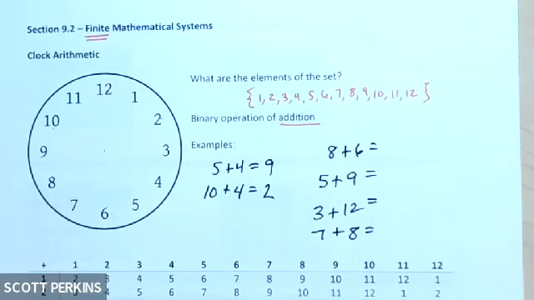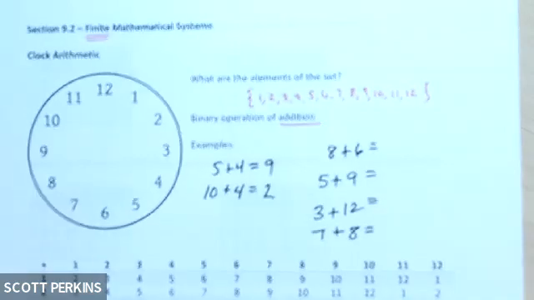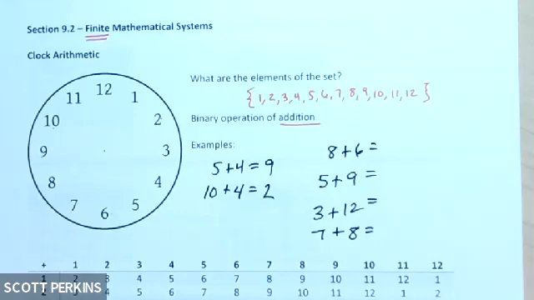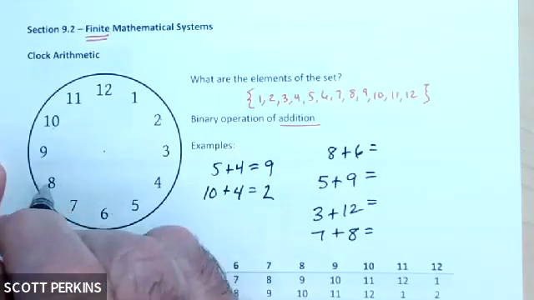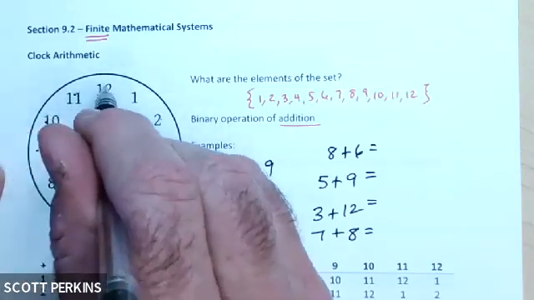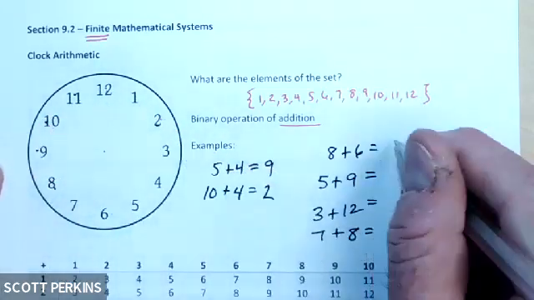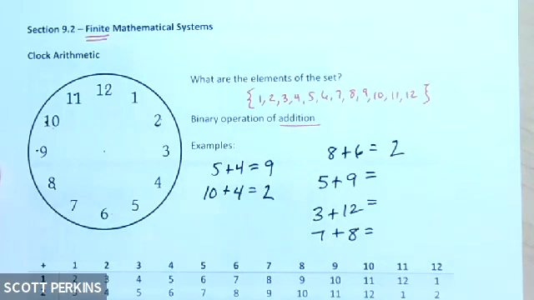Okay, so again, my only expectation, I'm not expecting you to be great with clocks or anything. My expectation is that you can use that circle to figure out the values. So the first one, if I start at 8 over here and then I add 6, then I'm going 1, 2, 3, 4, 5, 6. We should end up at 2. 8 plus 6 is 2, is how we would say that in this circular system.